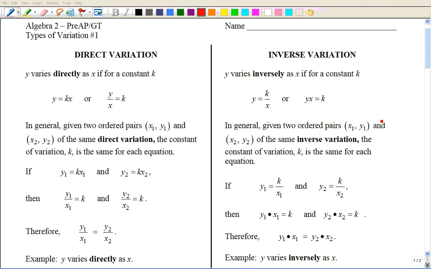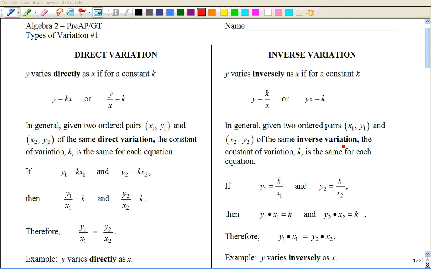Hi everyone, we're going to be looking at types of variation. This will go along with worksheet number 1, and it's also good for the information you'll need for worksheet number 2. We're going to talk about the 4 different types of variation, and then we will work a couple of examples, and then you will have 2 days to do these problems in class.